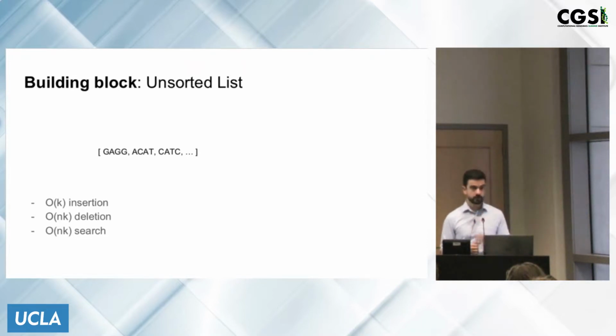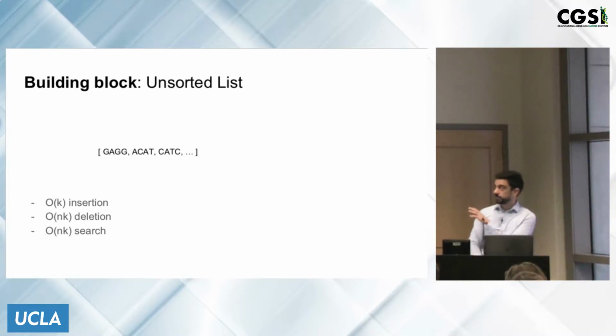Is everyone familiar with the O of something notation? If you're not, it's more or less the time spent, the number of operations you need to do in order to support these operations. And O means there's a constant before it. And also what's not efficient is the search. If you want to search for a k-mer, since it's not sorted, you need to scan all the values in the worst case.